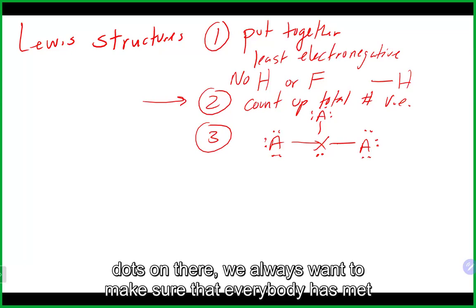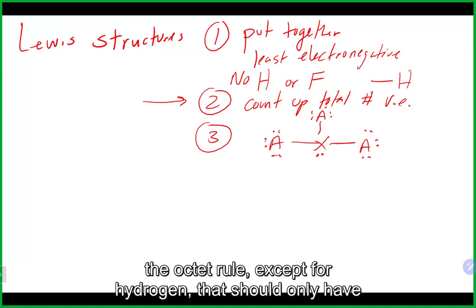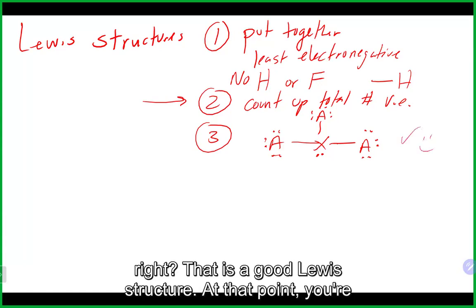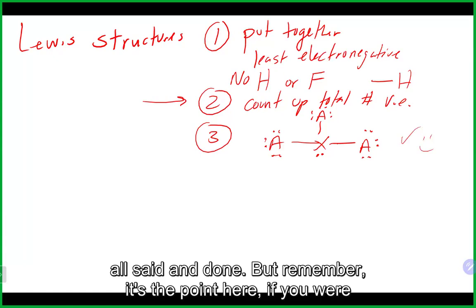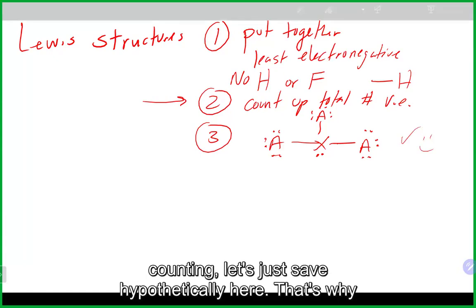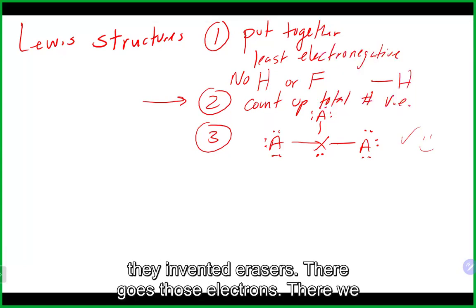We always want to make sure that everybody has met the octet rule, except for hydrogen, which should only have 2. And if everybody did meet the octet rule, you are good, right? That is a good Lewis structure at that point. You're all said and done. But remember, the point here, if you were counting, let's just say hypothetically here, that's why they invented erasers. There goes those electrons. There we go.